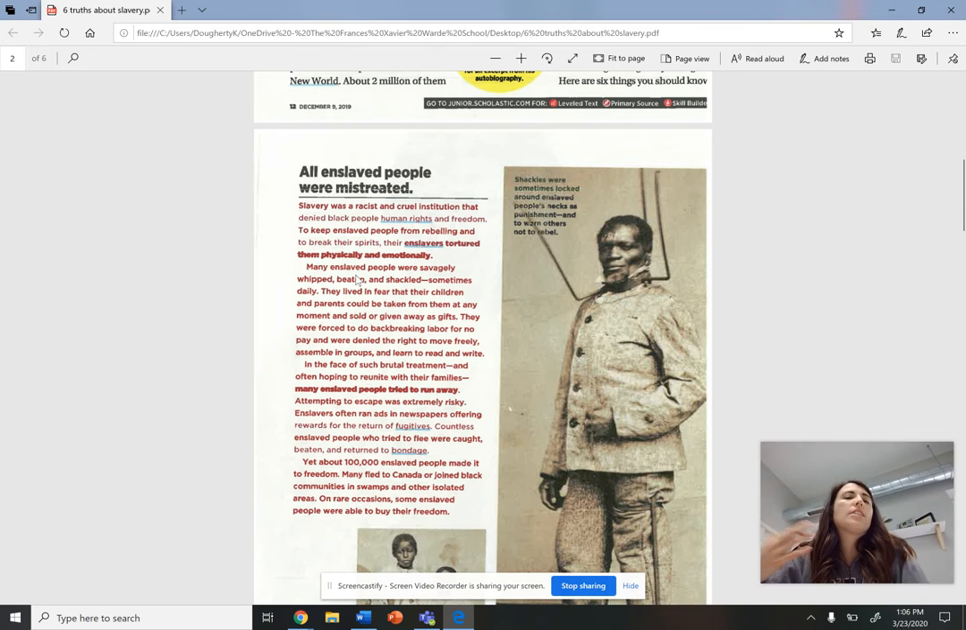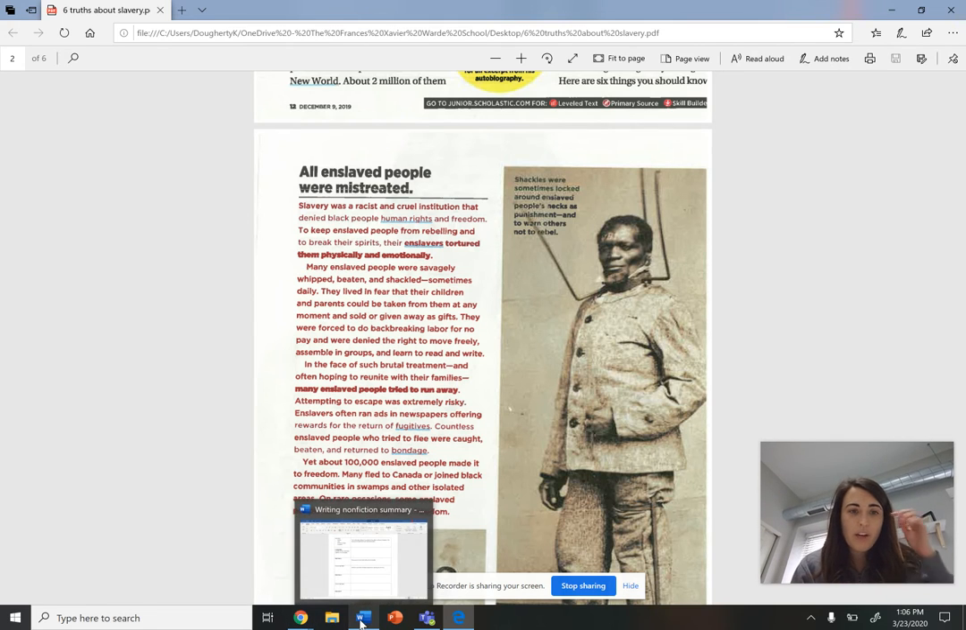Now I'm looking for a second main idea. In the face of such brutal treatment, and often hoping to reunite with their families, many enslaved people tried to run away. Again, there's my bold words, a text feature that's telling me this is an important part, the next topic. I know it's the next topic because it's different from they're tortured physically and emotionally. They tried to run away.